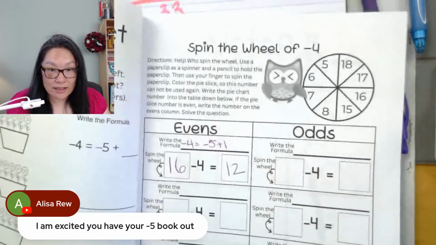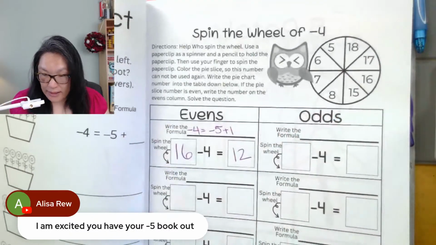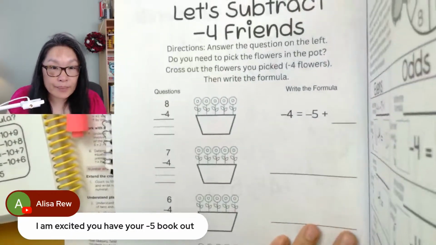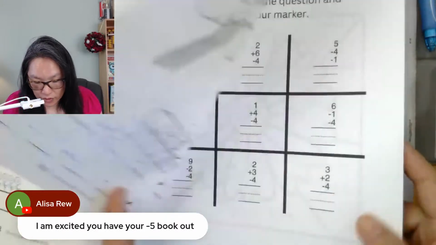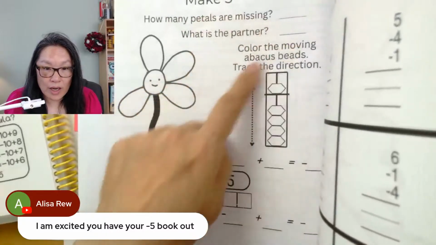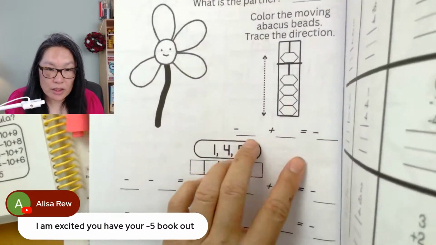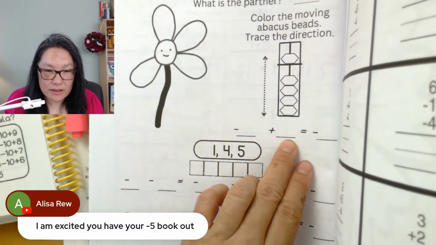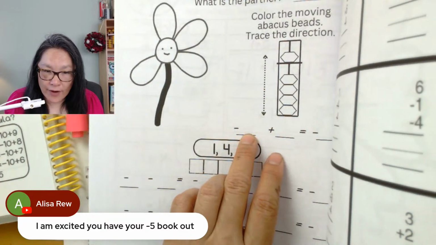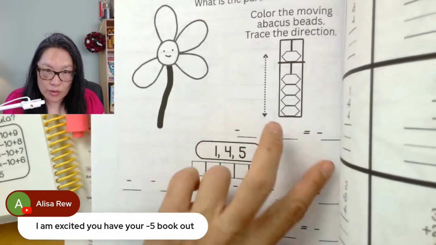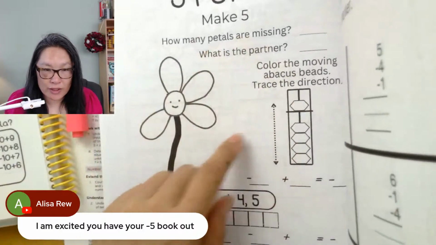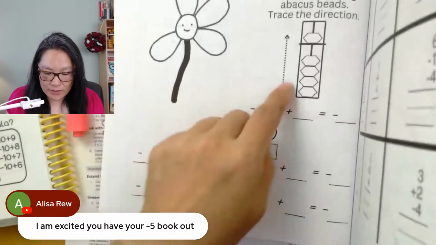And then I still have my spin the wheel, and then I have the subtraction minus 4. And this is just example questions. And then we go into changing it up. So if I have minus the 5 plus the 1 equals minus the 4. So we were trying to change it up to show you the commutative property. And then this was to draw it.